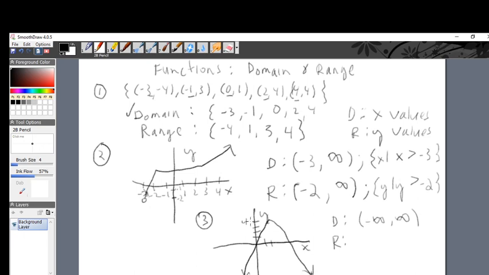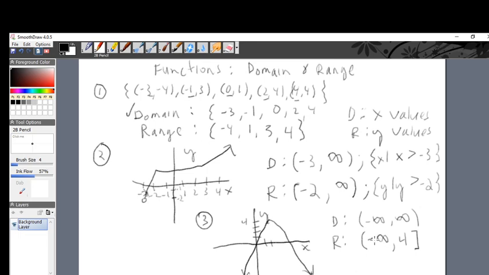What about the range? The top part is 4. It doesn't go any past 4, and it includes 4. So it goes up to 4 and includes 4, but it's going ever downwards. So it's going from -infinity to 4. So that's the range in case number 3.